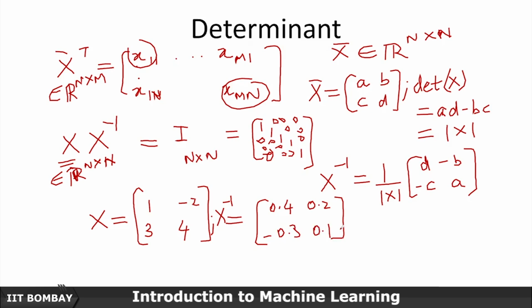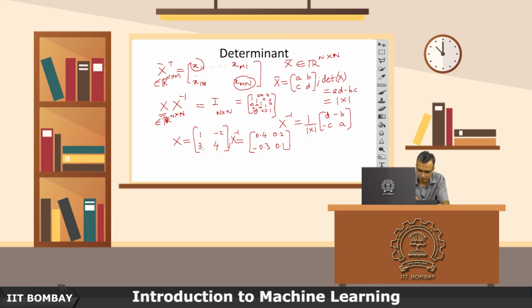So what is the determinant? Determinant is 4 minus 6, which is 10. So that's where we have 1 by 10, and then d, minus b, minus c, a becomes this, because these are the same numbers divided by 10, and you can see that if you multiply these two matrices, you will get an identity matrix of size 2 by 2.